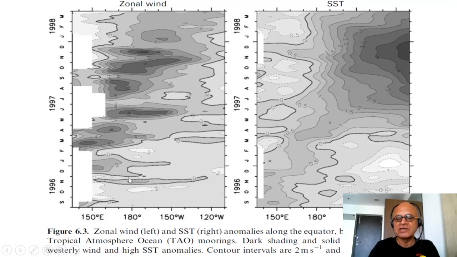These are anomalies along the equator, so the mean climatology has been removed so that you can see the signals much more clearly. And the dark shading here and the solid contours indicate westerly wind and high SST anomalies, etc. But the main point you want to see is that there are relatively high frequency forcings in the zonal winds, the anomalies in the zonal wind, and they are mostly on the western side of the basin.